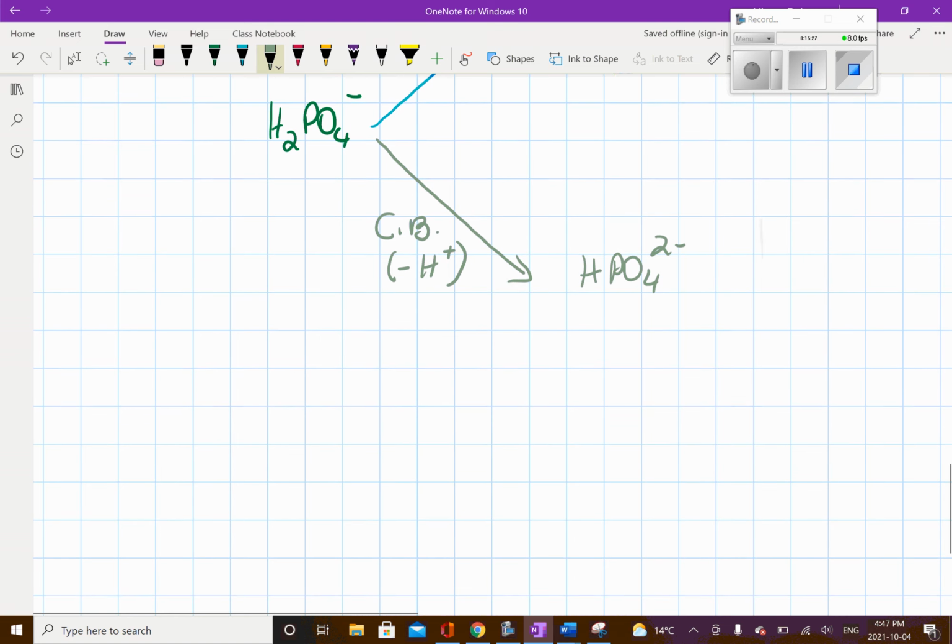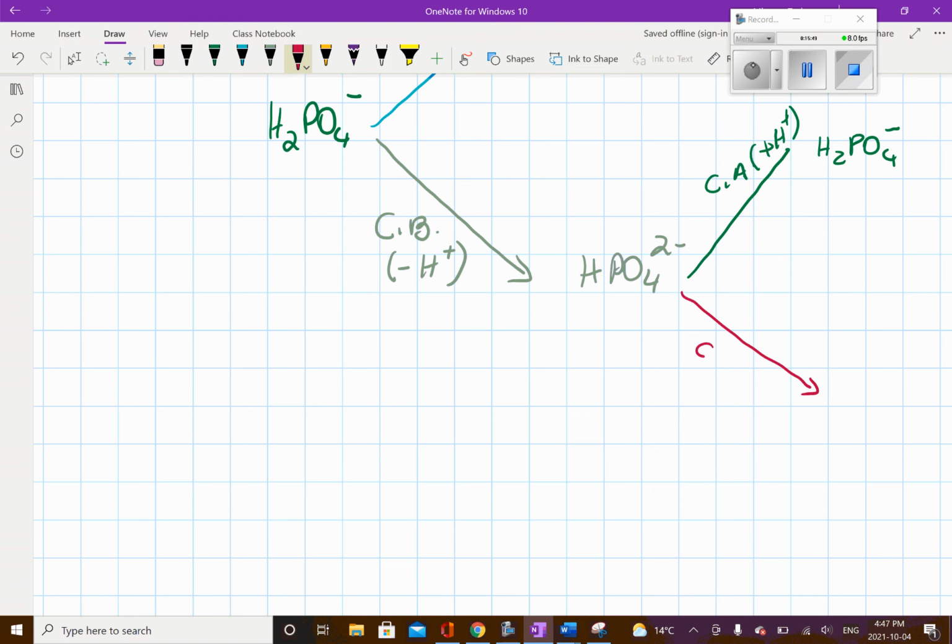If we go further and ask, what is the conjugate acid of this? Then we add one hydrogen, and by adding one hydrogen, we go to H2PO4 minus. And when we are looking for the conjugate base of this, we take away one H plus, which means that this will be PO4 3 minus. Okay, so this is the conjugate base and conjugate acid concept.